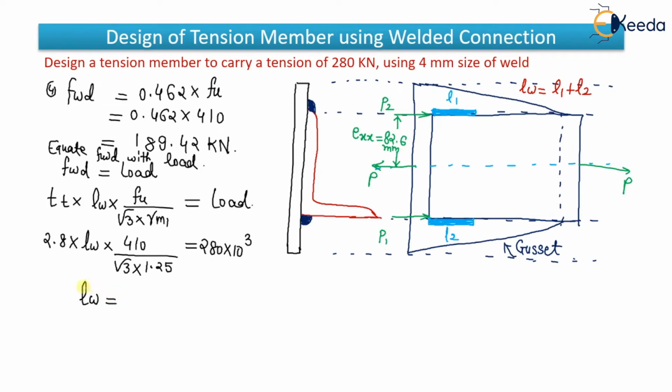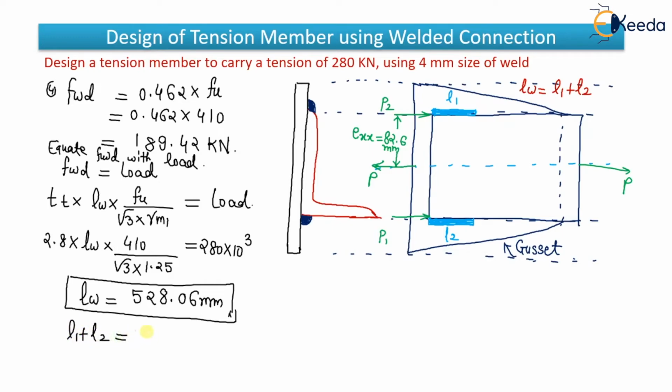You can pause the video and check whether you can do these calculations or not. So after the calculations, the value will be 528.06 mm. Okay, this is the value of LW, that is length of weld. Now this value is very important. Means L1 plus L2 is how much? It is 528.06. That means L1 plus L2 is your 528.06. And what is this LW? This is your length of weld. Now we have calculated that.